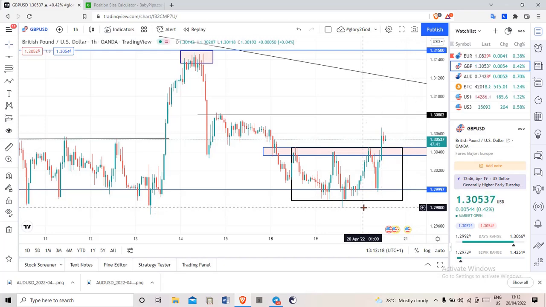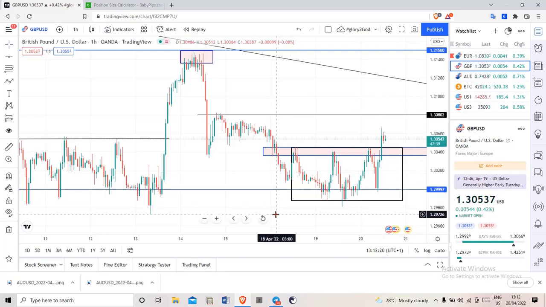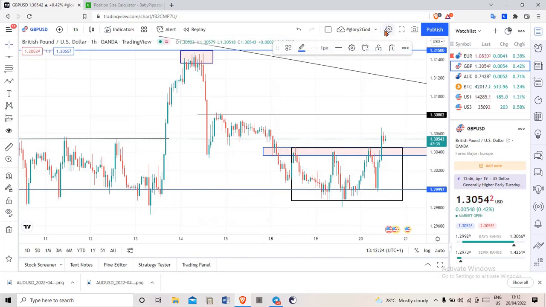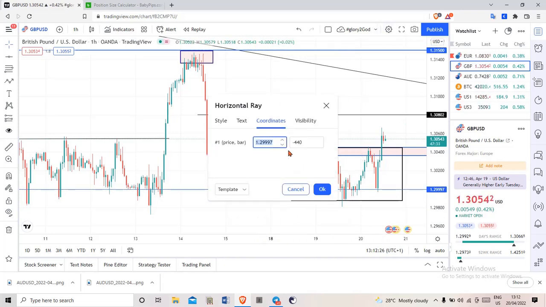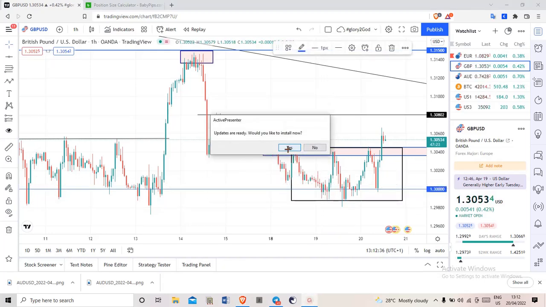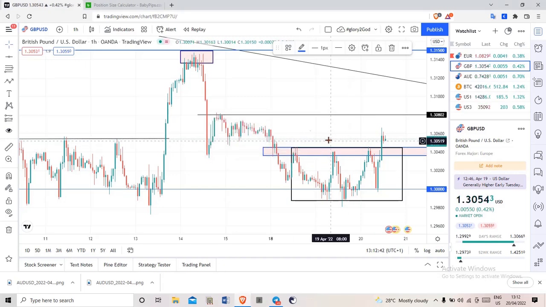Okay, now let me demonstrate this. This is a psychological level. This one I've already plotted here. This is a psychological level. Let me take it to the actual value. The actual value is 1.300.